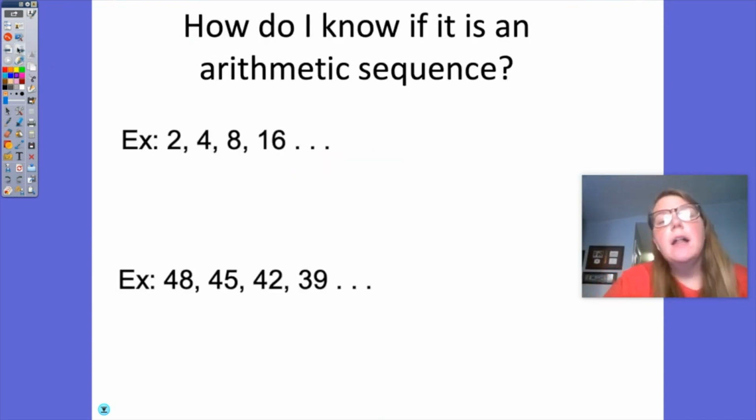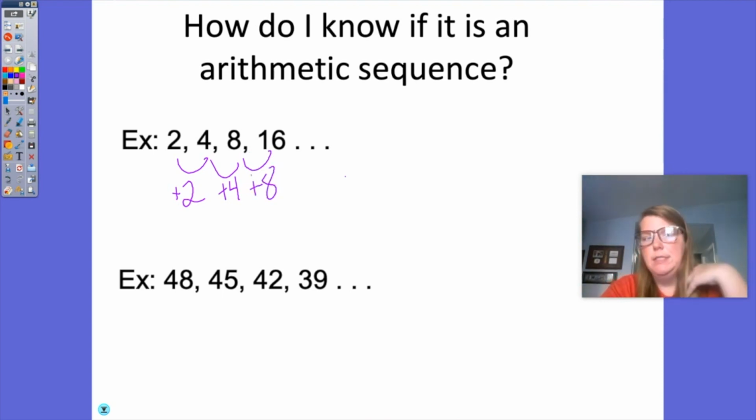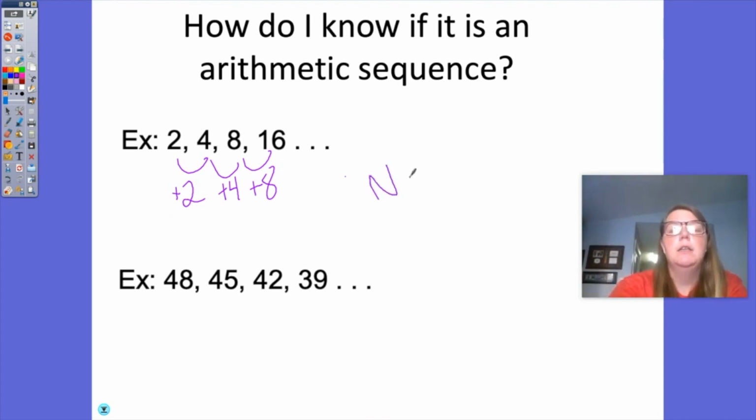So how can you tell if a sequence is arithmetic? Well, we can check to see if the number that's being added or subtracted is constant. So if we look at this first example, to get from 2 to 4, that's increased by 2. From 4 to 8, that's increased by 4. And then from 8 to 16, that's increased by 8. So you'll notice that that number of increase is not the same. So this would not be an arithmetic sequence.